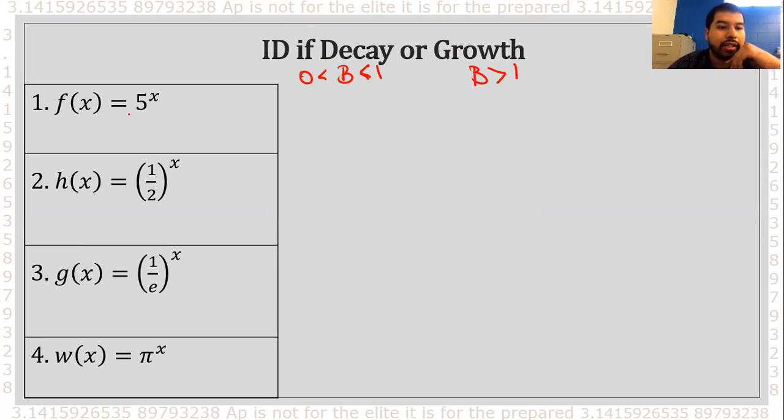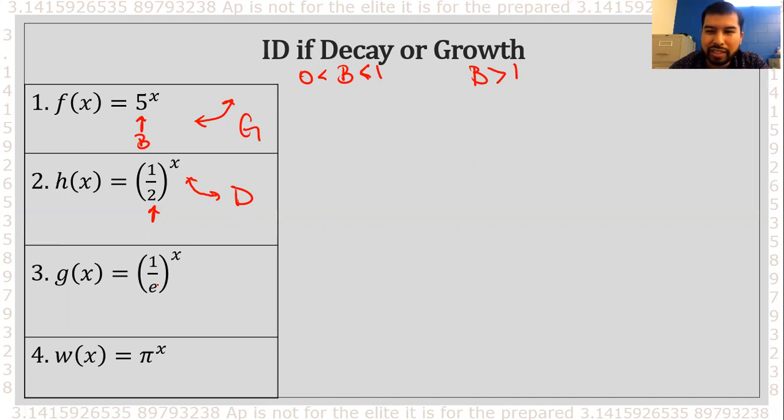Okay, alrighty, so we have here that our base is 5, so this must be an exponential growth, something like this. This one right here, our base is a positive fraction less than 1, so this one will be a decay, and that will look something like that.